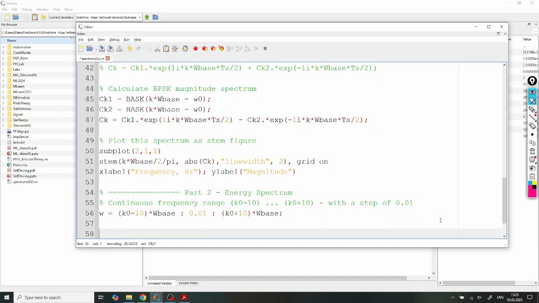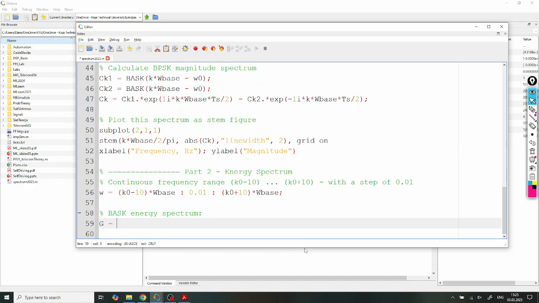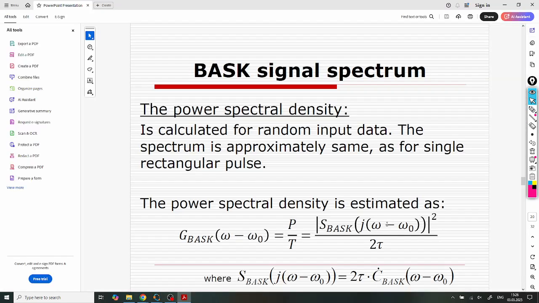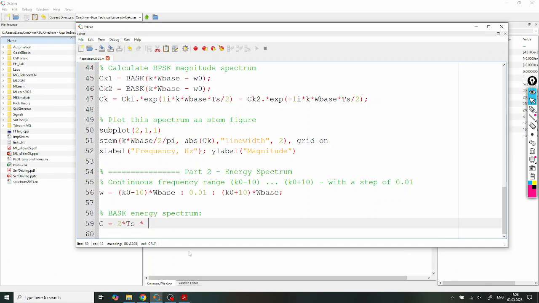So the BASK energy spectrum, let's call it G, is therefore going to be 2 multiplied by T symbol. Don't forget that part from the formula. Yes, it's here. Then BASK of omega minus omega 0. So BASK omega minus omega 0.